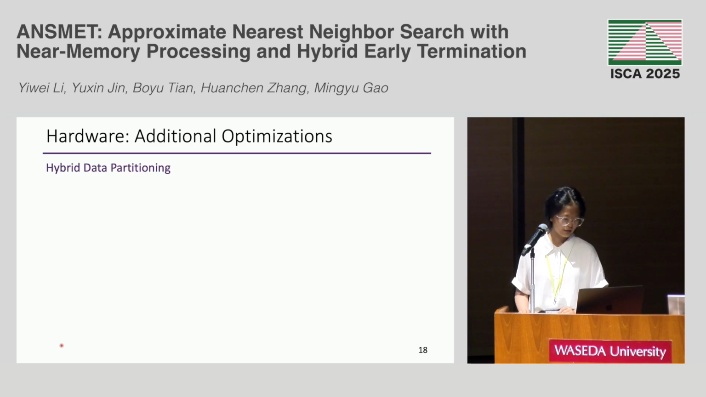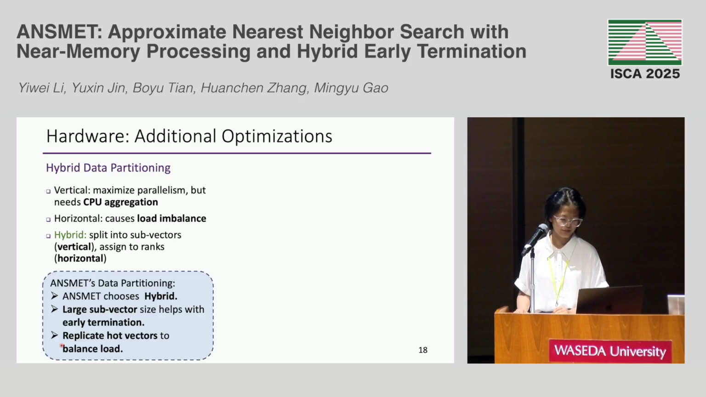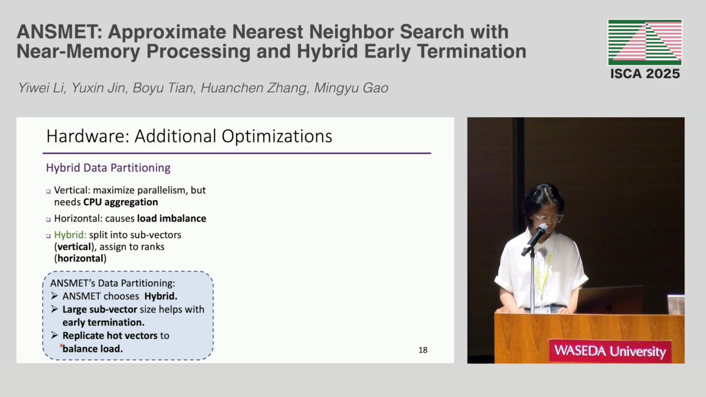For data partitioning, how to assign each partial vector to each NDP unit? Traditionally, there are 2 strategies. Vector partitioning contributes to parallelism but needs CPU aggregation, while horizontal partitioning may lead to load imbalance. For the hybrid choice, we can split it into sub-vectors and assign them to different ranks. ANSMET finally chooses hybrid partitioning and keeps the vertical vector size large because it could help with early termination. What's more, ANSMET replicates hot vectors to different ranks to further enhance the workload balance.